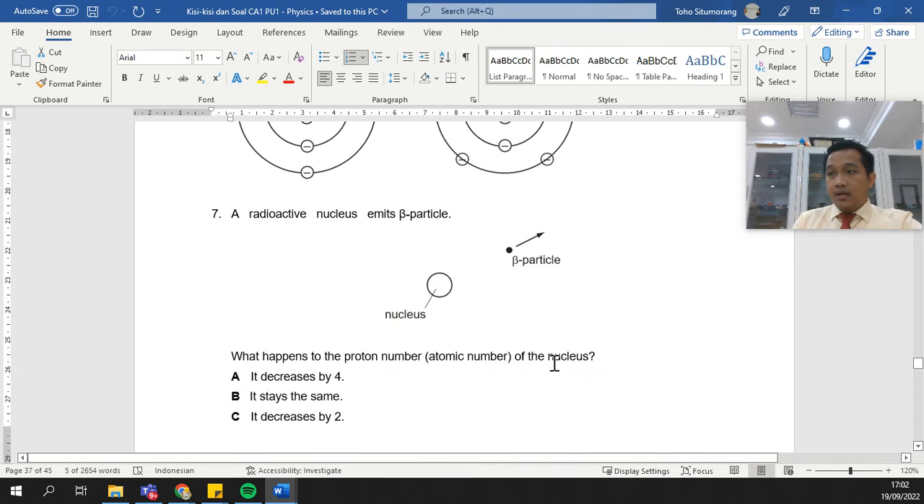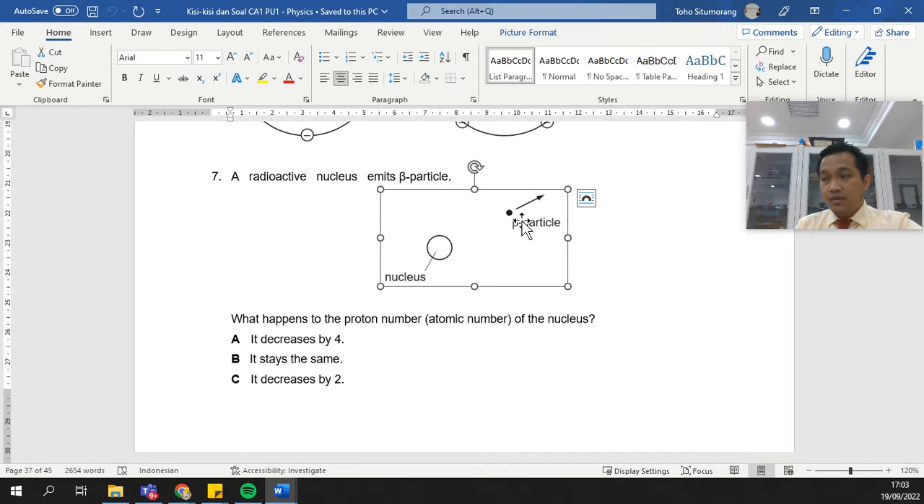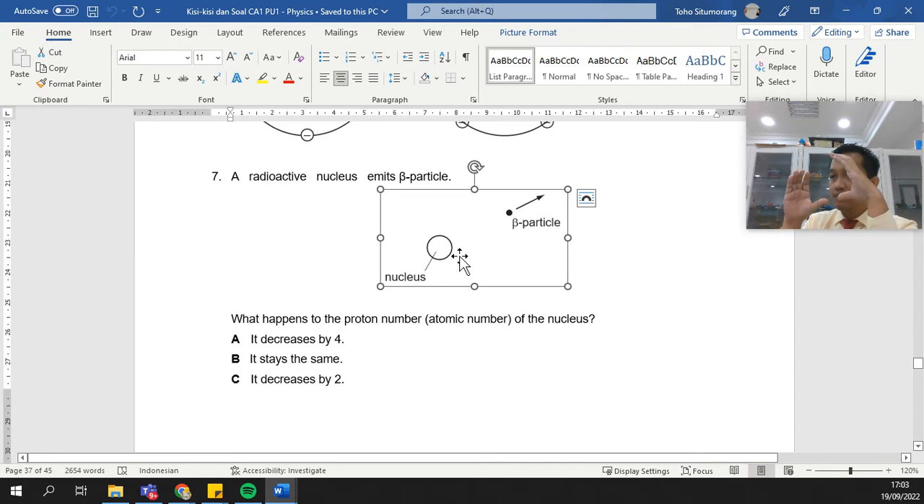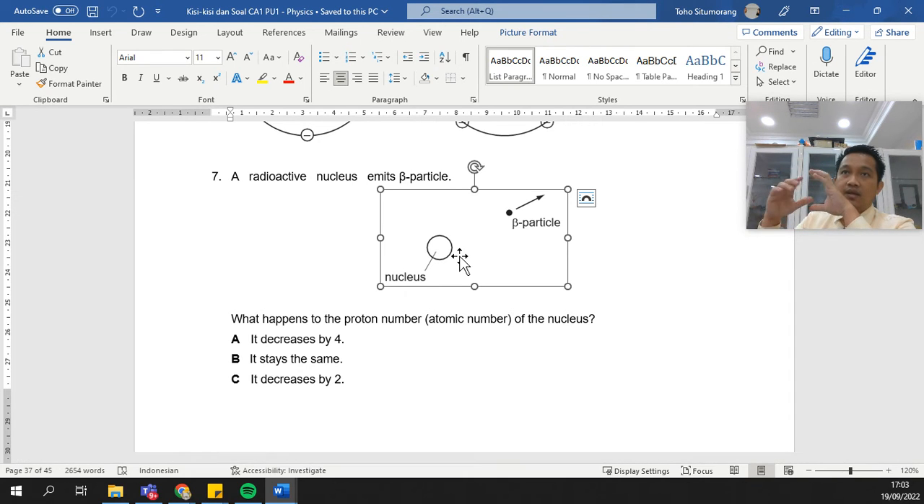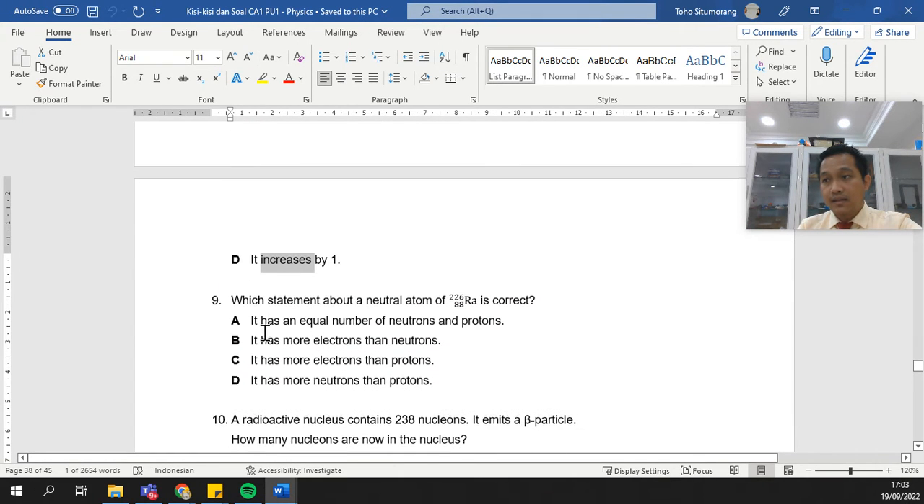Okay. Question 7. A radioactive nucleus emits a beta particle. A beta particle has a negative 1 charge. So when it emits a negative 1 charge, we want the amount of number to remain the same. So that means if we give out negative 1, at the same time, we need to give out a positive 1. Where's the positive 1? Inside the nucleus. So that's why the number increased by 1.